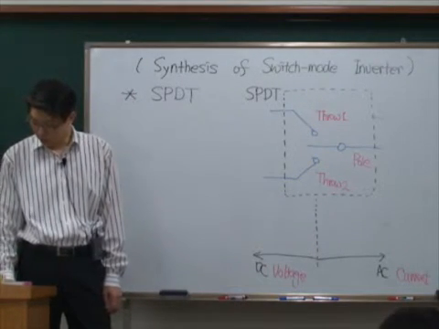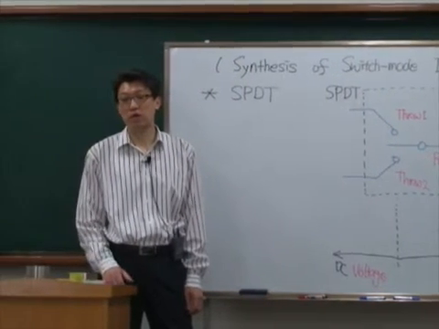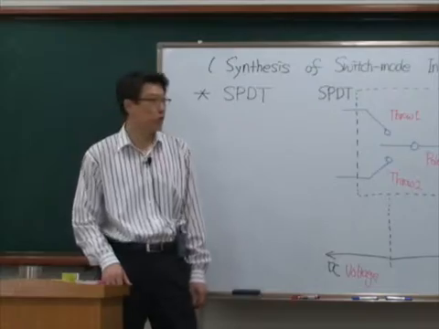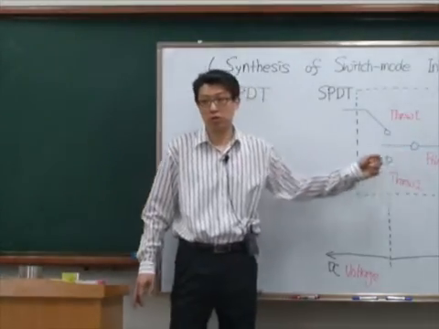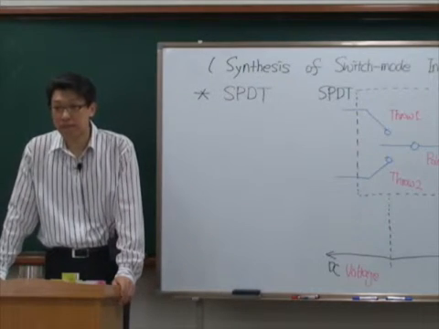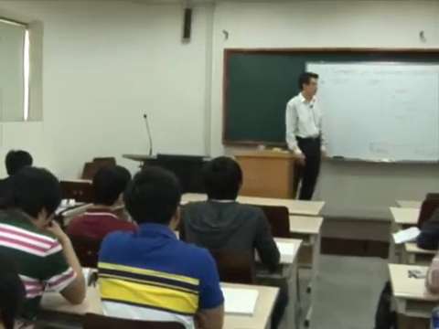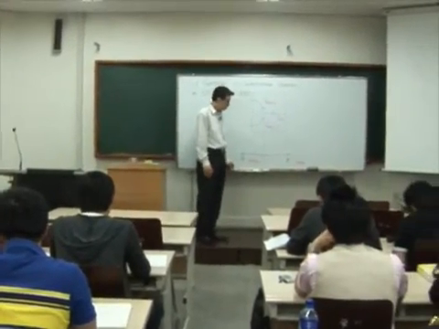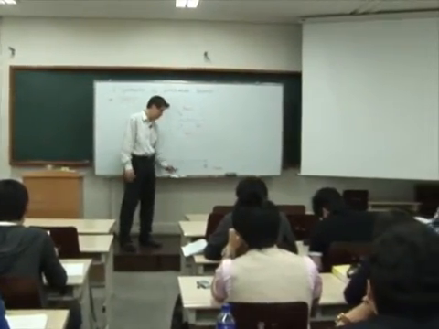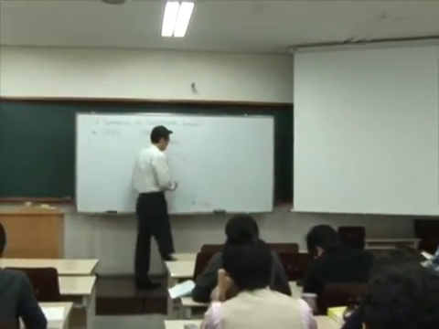Group 4. What type of source should we connect to the pole? Group 4. 전류원. Yeah, that's correct. We have to connect current source. So as I said, AC, we should connect AC current source. So like this.